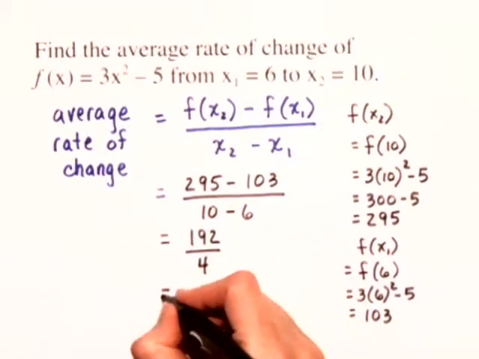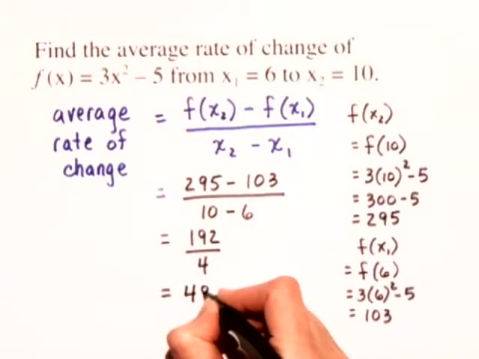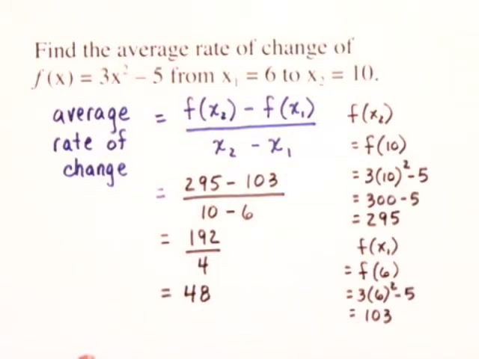If we do the division, we get 48. So our average rate of change for this function from x1 equals 6 to x2 equals 10 is equal to 48.